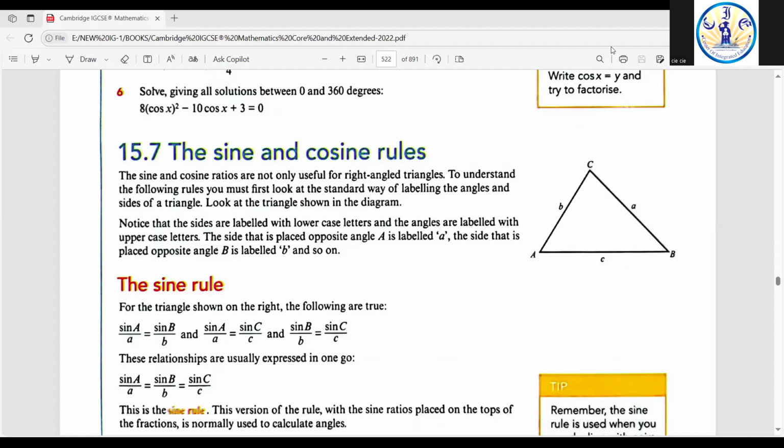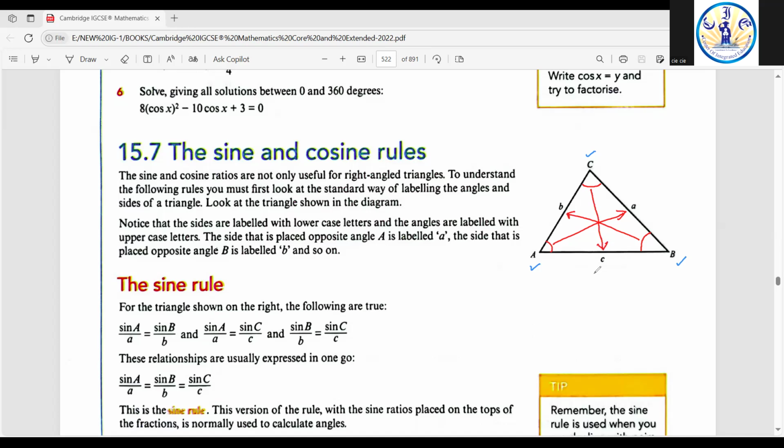The sine rule. In this video, I'm going to cover the sine rule. The sine rule states that, for example, if we have a triangle labeled A, B, and C, we label the vertices with capital English alphabets, and the side opposite to angle A is labeled with small a. The side opposite to angle B is labeled with small b, and angle C has the side opposite to it labeled as small c.